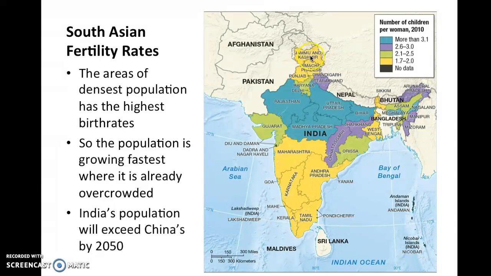Now, on the other hand, this region up here in Kashmir, Himachal Pradesh, Punjab, all of this southern region, the population is really starting to shrink. Not substantially, but a little bit. And here, it's basically replacement. I think overall the population is still growing a little bit, but you can see the differences. India's population is expected to exceed China's by 2050.